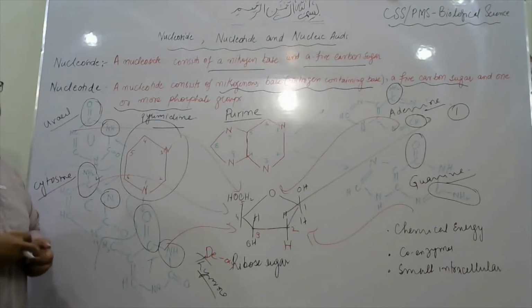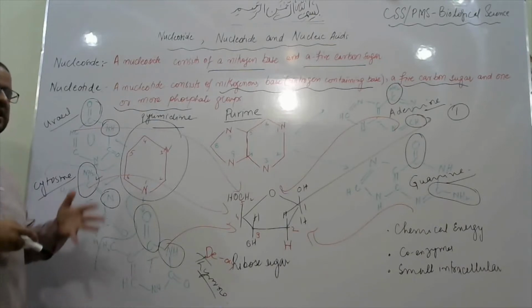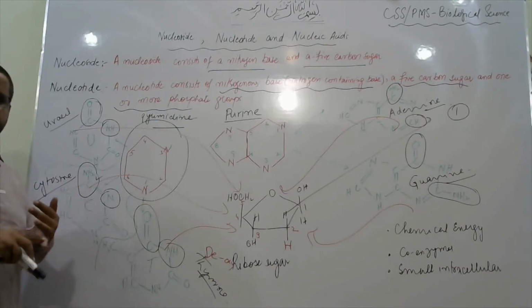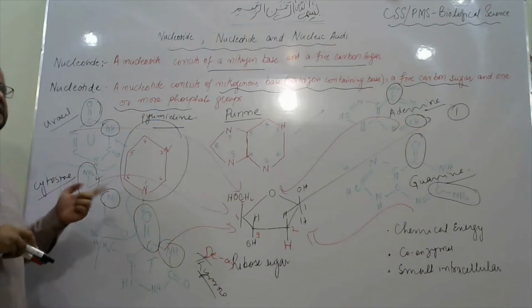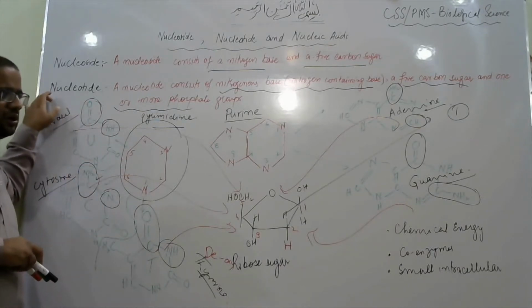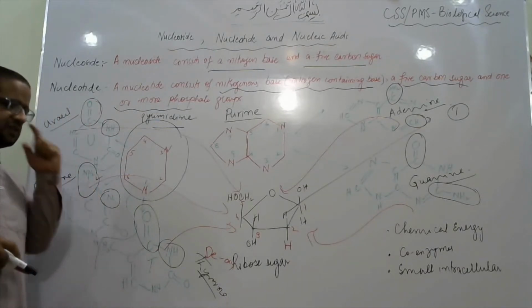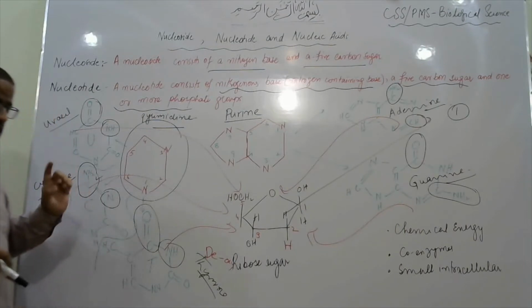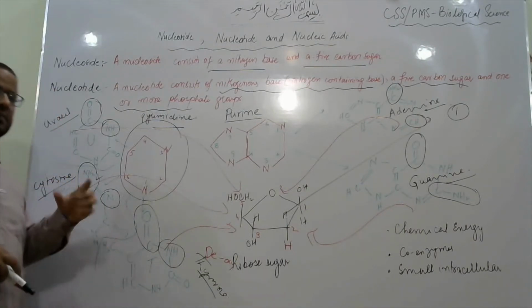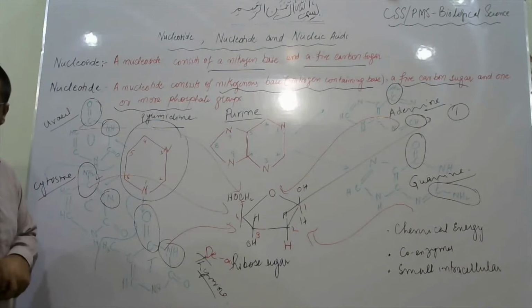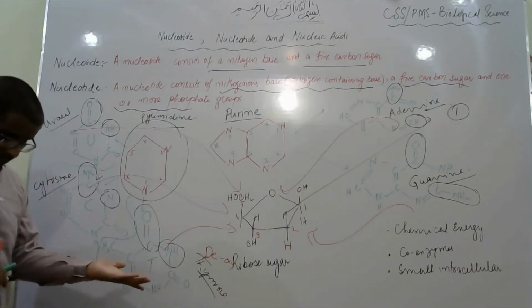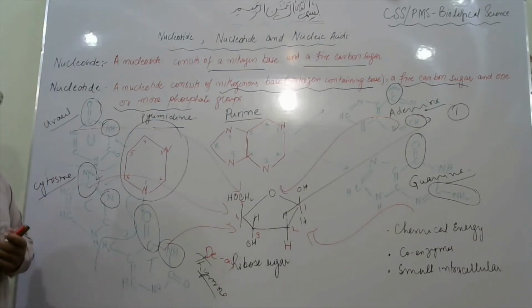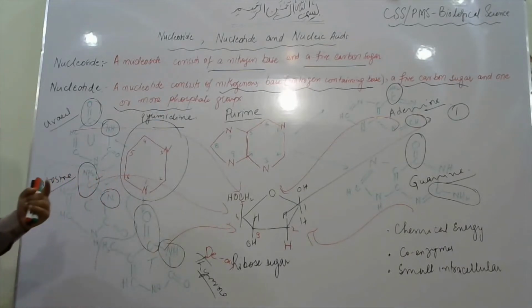When one or more phosphate groups attach to the nitrogenous base and ribose sugar, it forms a nucleotide. These are the basic differences between nucleotide and nucleoside. So nucleotide is actually the basic unit, the monomeric unit, of DNA or RNA. Okay, how does that attach?